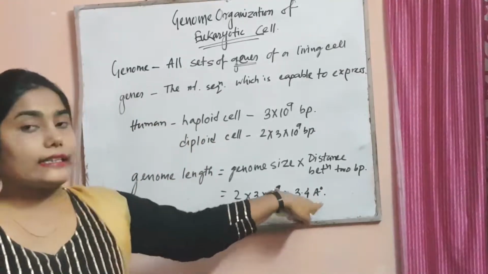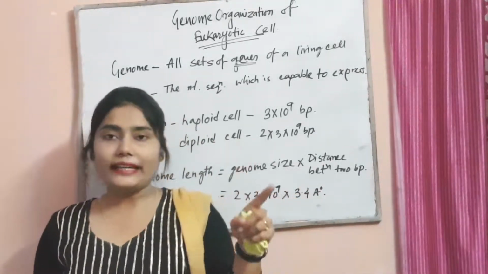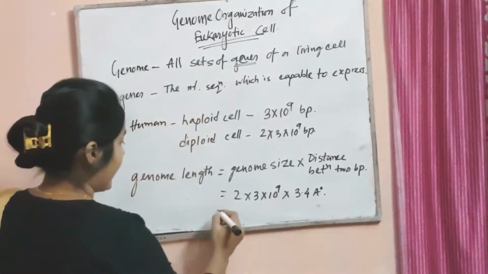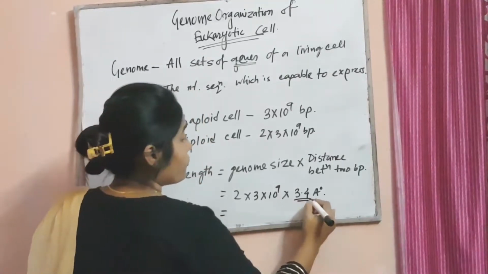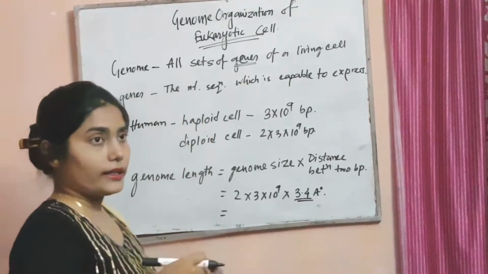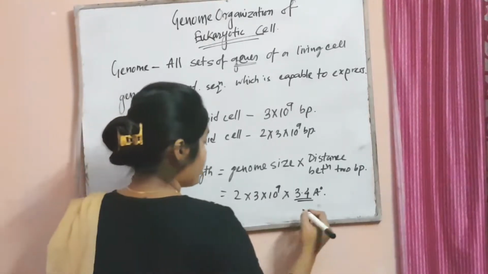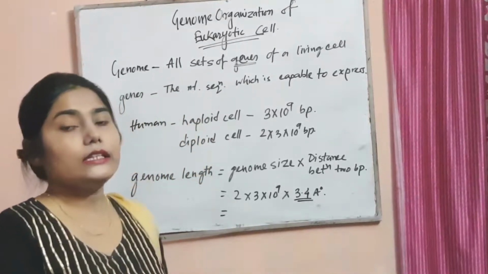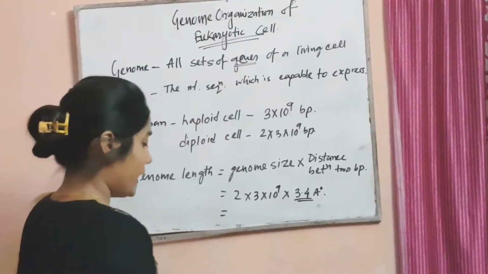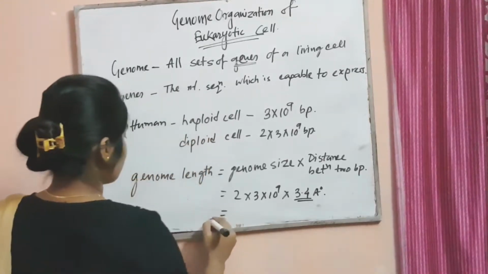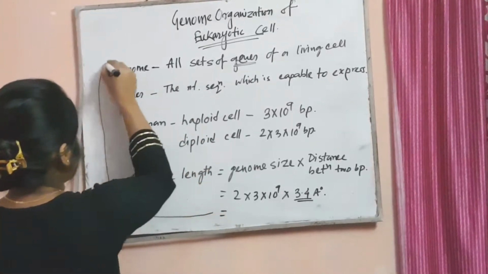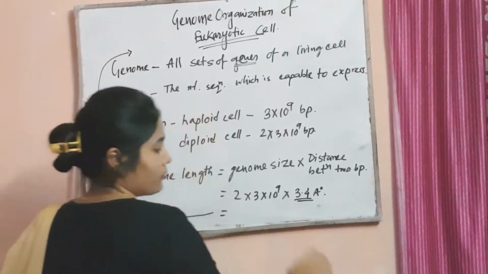Then we will convert this angstrom into meter. Then what will happen? If we convert angstrom into meter, then we have to multiply it with 10 to the power minus 10. Then it would be like that. Okay, I'm just removing this portion.